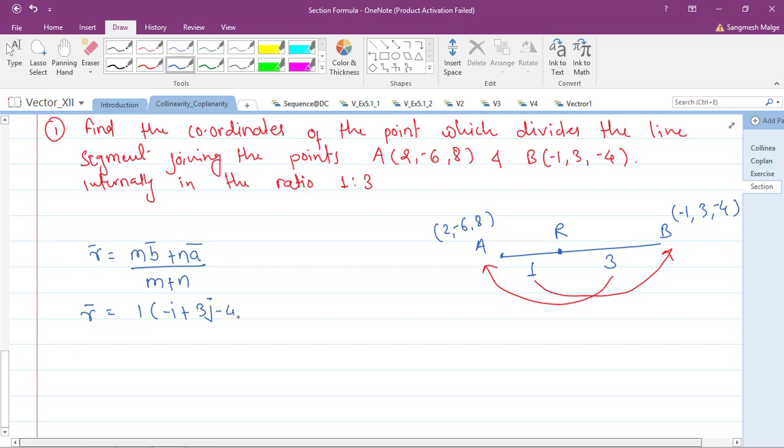Plus N, how much is N? N is 3, into what is A bar? It is 2I minus 6J plus 8K. See, the point is given but we are taking its position vector divided by M plus N, which is nothing but 1 plus 3, which is 4.